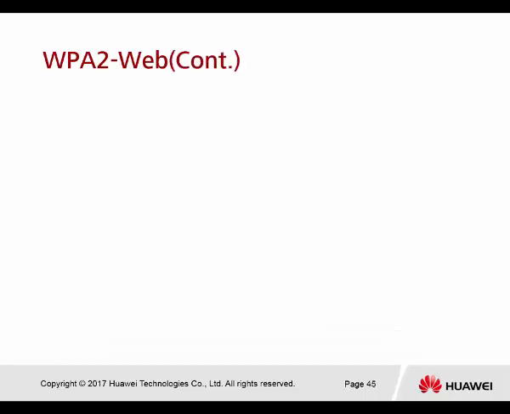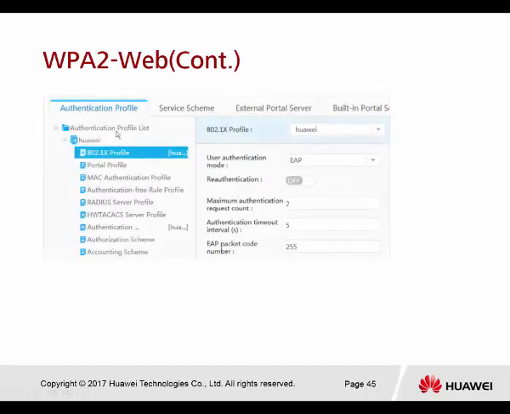Okay, this continues for the authentication. So you just need to go to the authentication profile, select the 802.1x profile. From here, you can do some modification, to select what is your 802.1x profile, what kind of authentication mode that you want to choose. Okay, the maximum authentication request, the timeout, interval, and the packet code number.